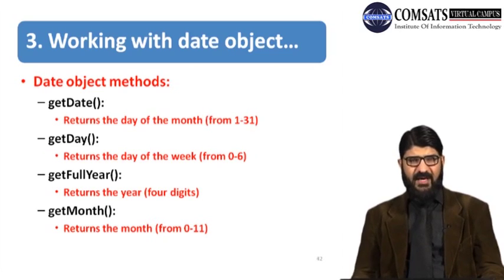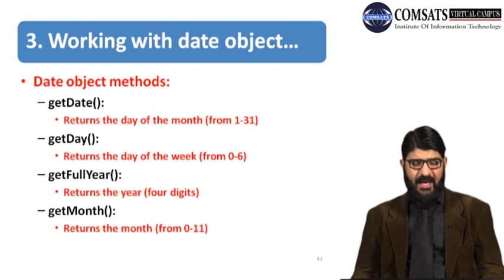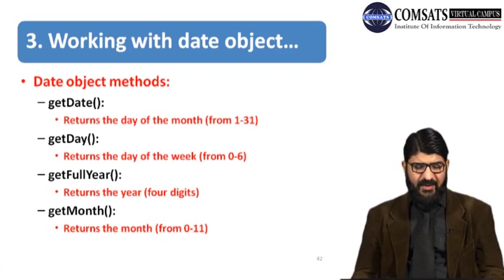The next method is get month method, and this method will return the month from 0 to 11. As there are 12 months, so it is counted as 0 as a 1 month, and then 1 to 11, so 12 months. So if you want to get a particular day and the particular month and the particular year, then you have to take the get day, get month and get year. But if you want to take the date only, then you will get the get date.